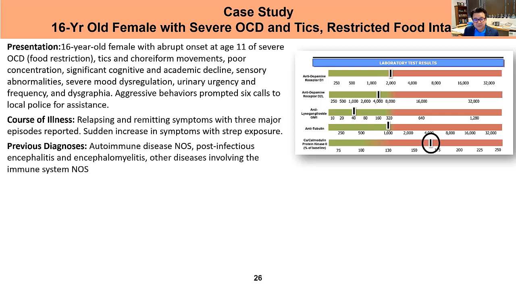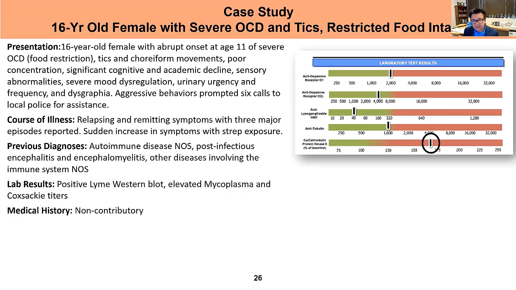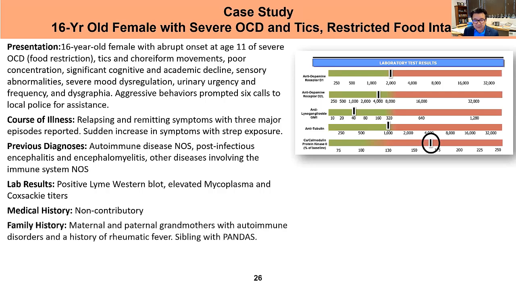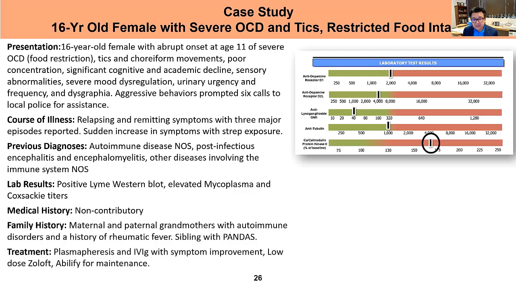Previous diagnosis was autoimmune disease, not otherwise specified, post-infectious encephalitis and encephalomyelitis, other diseases involving the immune system. This patient had a positive Western blot for Lyme, and as you can see, other infections, elevated mycoplasma and Coxsackie titers. I don't think they got medical history on this one very well. Family history did show that the paternal grandmother had an autoimmune disorder and a history of rheumatic fever. And again, you can see this self, non-self dysregulation, and the siblings had PANDAS. This case was a little more difficult.